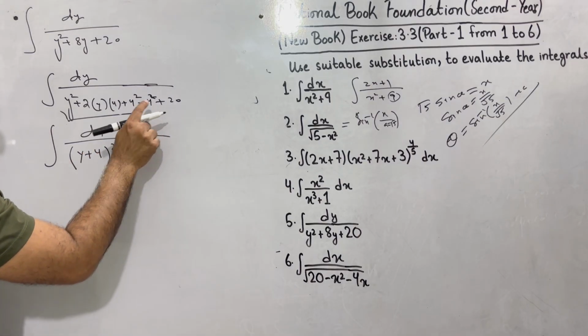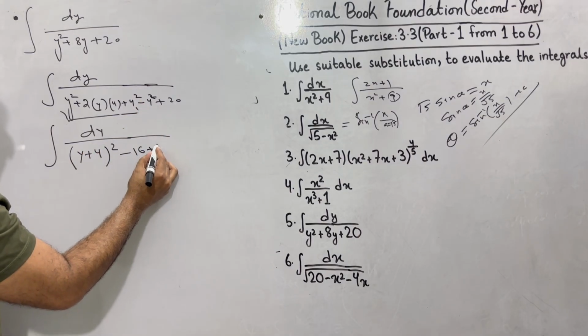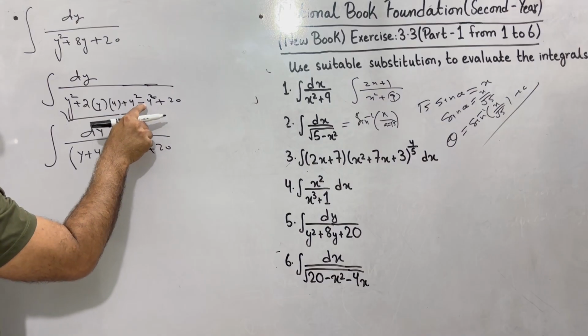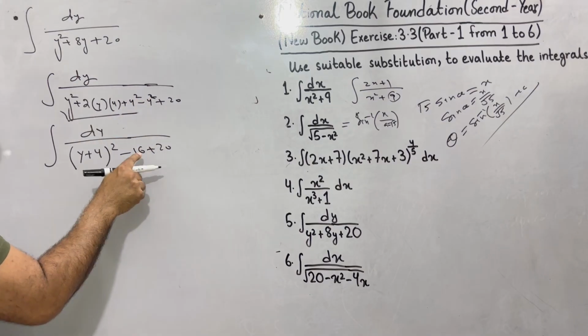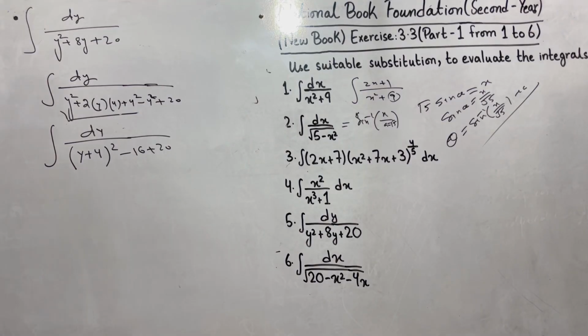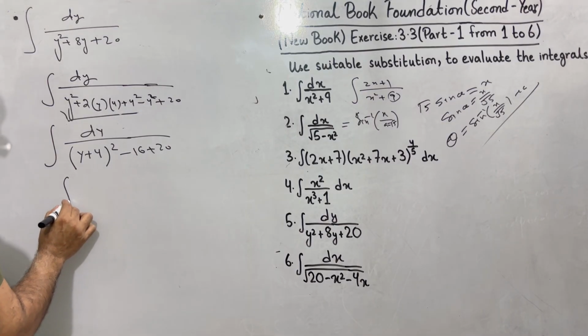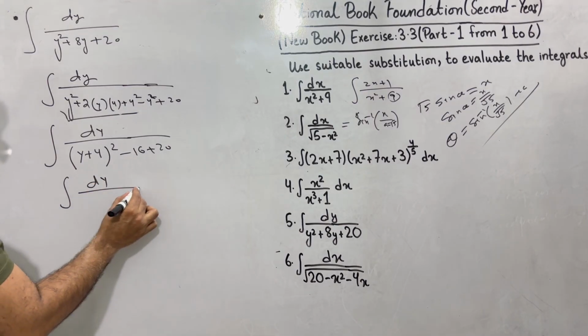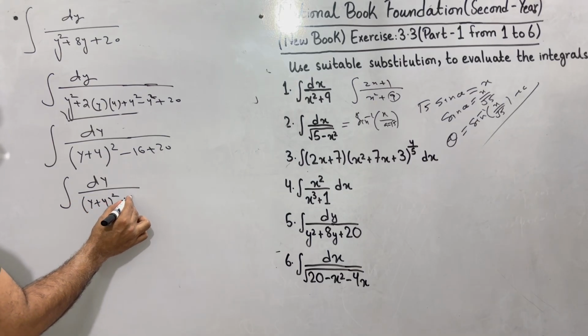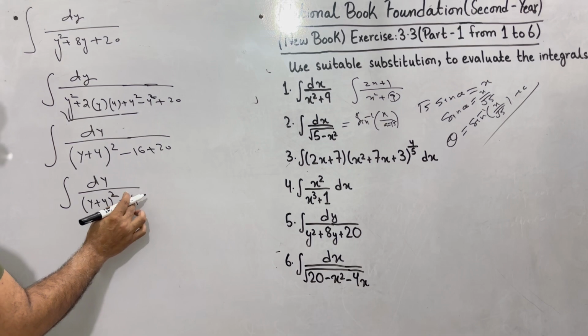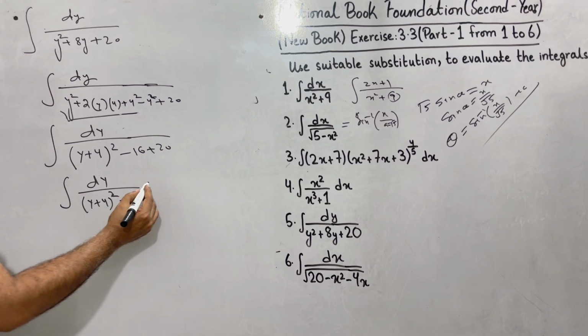Y square, twice first into second, plus square of second. We are left with minus 4 square, which means 16, plus 20. The square belongs only to 4, not to the minus. That's why I have kept a minus symbol. Minus 16 plus 20. What is the situation there? dy, we have (y plus 4) whole square plus 4.